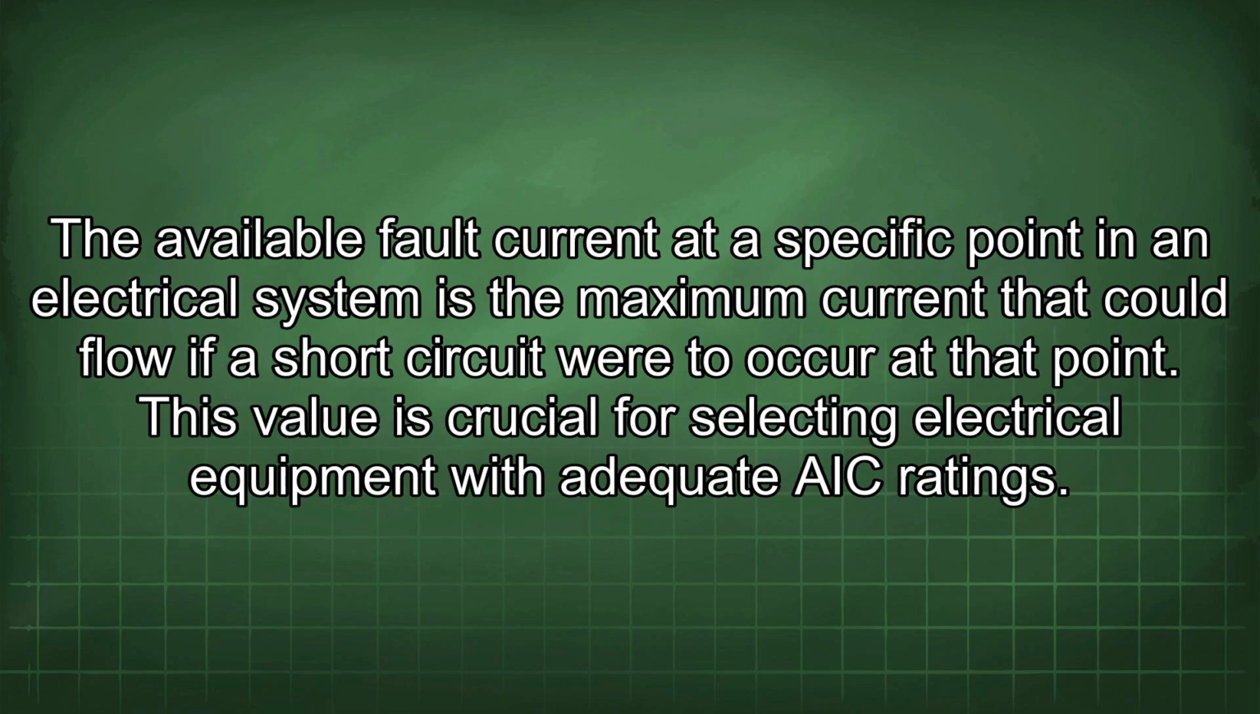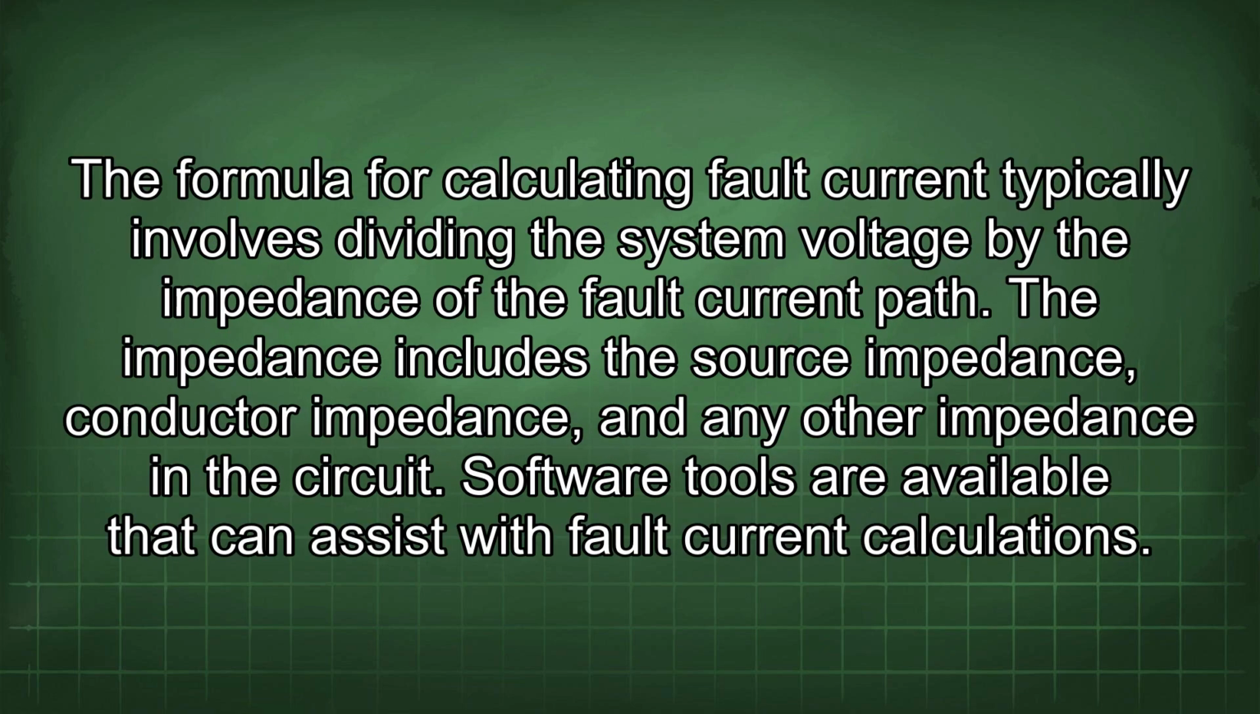The available fault current at a specific point in an electrical system is the maximum current that could flow if a short circuit were to occur at that point. This value is crucial for selecting electrical equipment with adequate AIC ratings. The formula for calculating fault current typically involves dividing the system voltage by the impedance of the fault current path. The impedance includes the source impedance, conductor impedance, and any other impedance in the circuit.